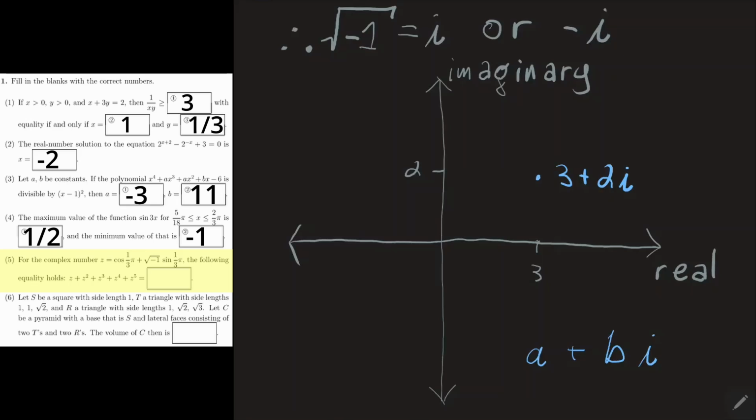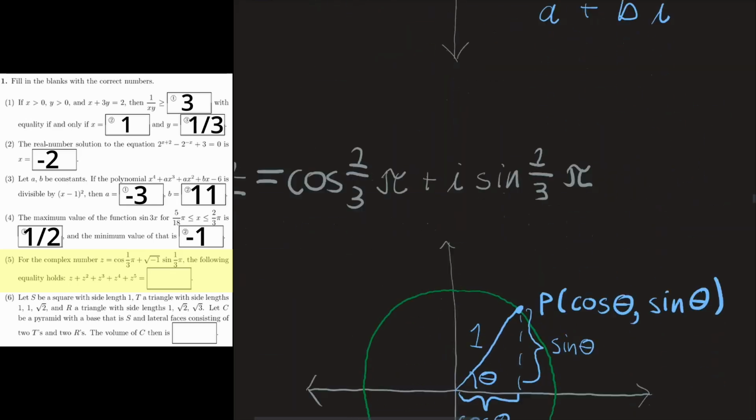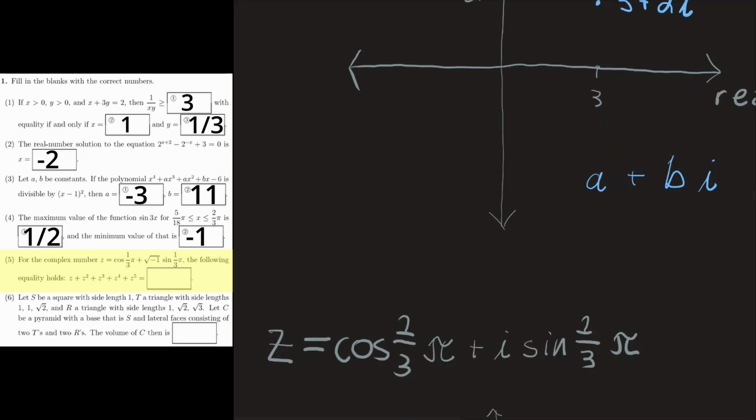So in general, a complex number will often look like this, with a being the real part and b being the imaginary part. A plus bi. I think that's a common, standard notation. So let's go back to the number from the question. You'll notice that we do in fact have a real and an imaginary part here. So the real part is cosine of 1 over 3 pi, and the imaginary part is sine of 1 over 3 pi, right here, because it's i times sine of 1 over 3 pi.